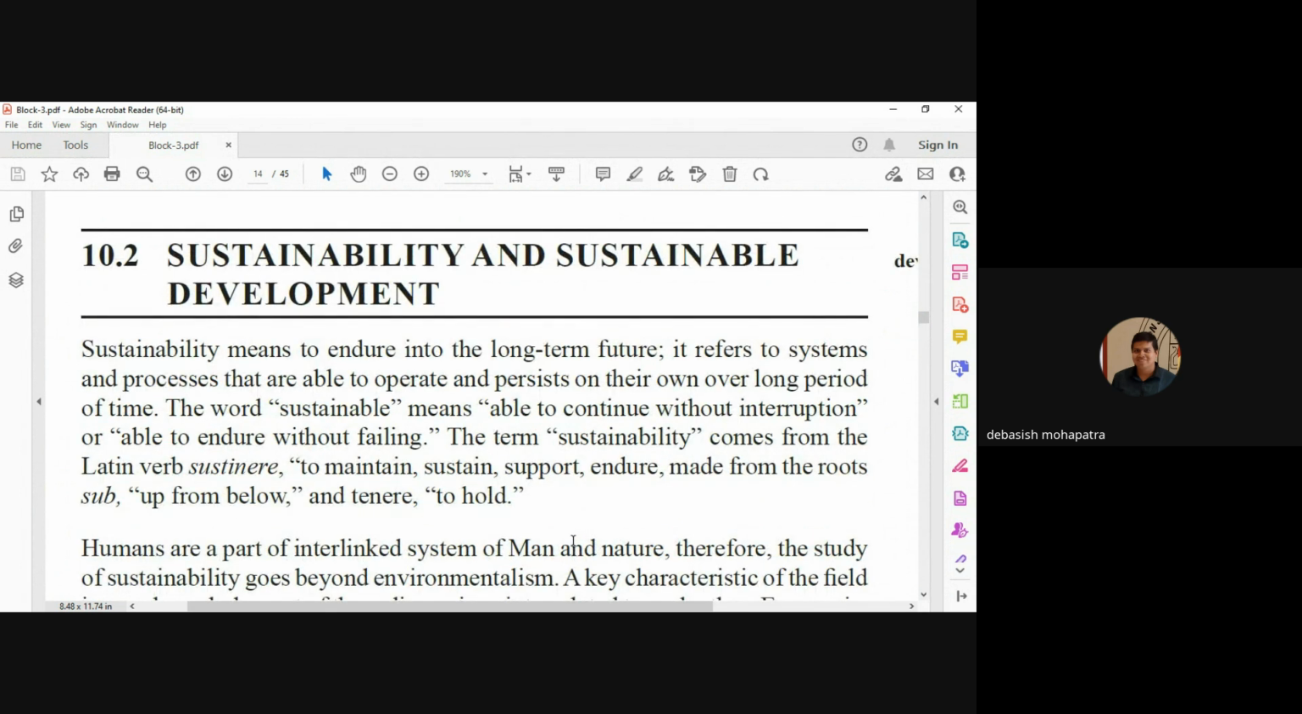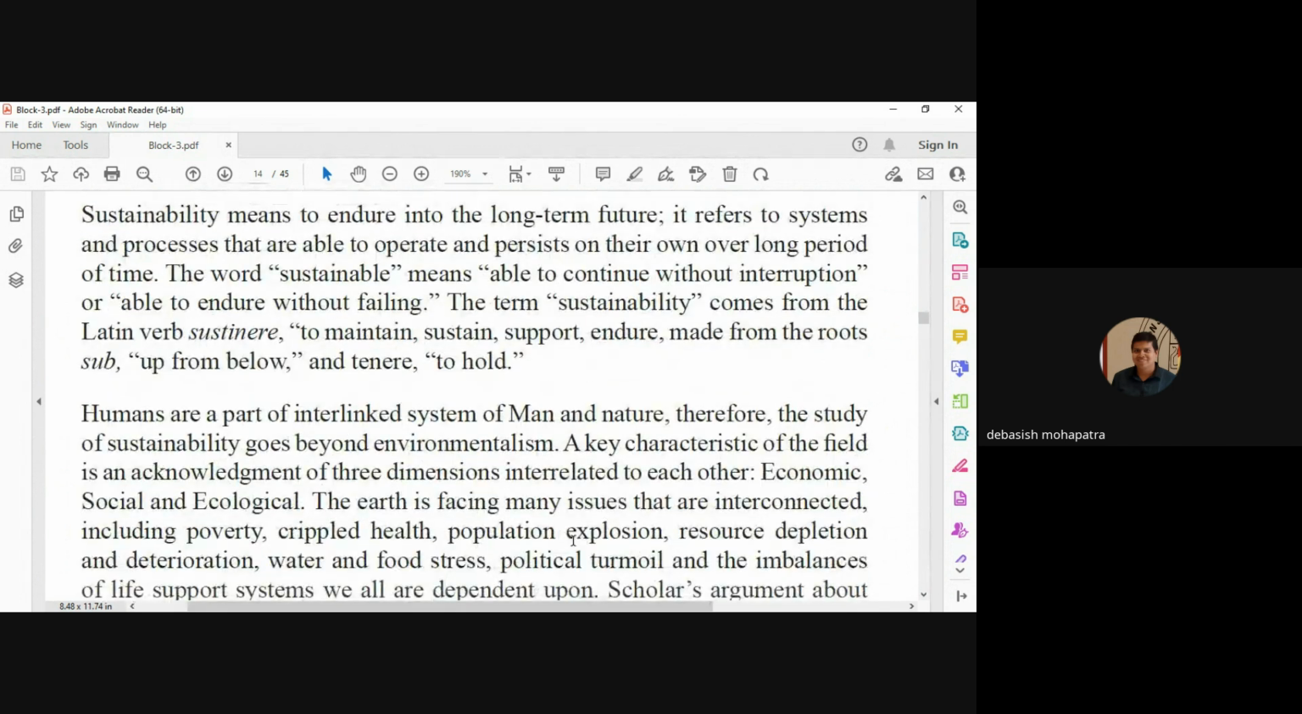Sustainability means to ensure a long-term future. It refers to systems and processes that are able to operate and persist on their own over a long period of time. The word sustainable means able to continue without interruption or able to endure without failing. The term sustainability comes from the Latin verb sustinere, to maintain, sustain, support, endure, made from the roots sub, up from below, and tenere, to hold.